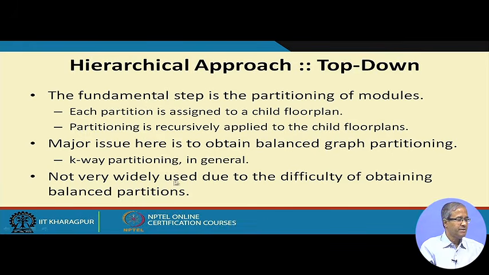So, K-way partitioning it is called. There are algorithms for K-way partitioning which can be used here, which divide a netlist into k different parts, but again the computational complexity to obtain good solutions there is quite high. That is one problem. Because of that, this is not very widely used. Balanced partitions are difficult to obtain. Balanced means the partitions of equal sizes, so it is difficult to get, right.